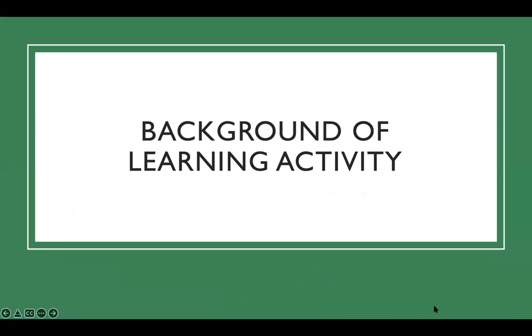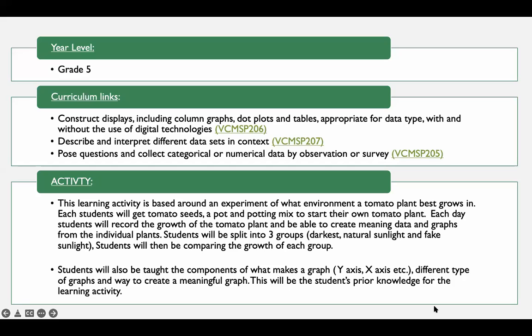Background of learning activity. The background of learning activity is that it's based around a grade 5 classroom. The curriculum links are based there. They are from the Victorian curriculum. So the learning activity is based around an experiment of what environment a tomato plant best grows in.